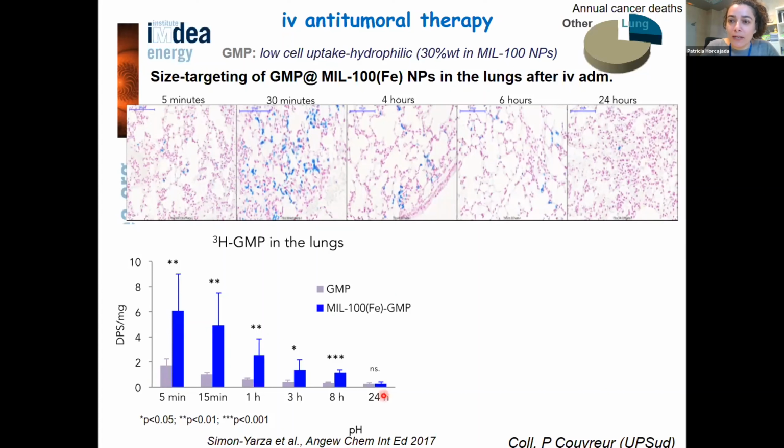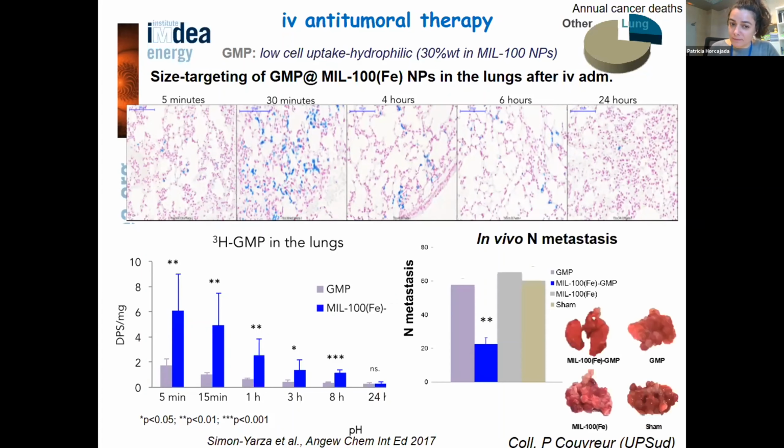Further, if we evaluate the in vivo activity in a mice metastasis model, we can observe that after the intravenous administration of these nanoparticles, not only the number of metastases, but also the mass of the tumor decreased significantly when compared with the gemcitabine administered alone or with the other control group, making a quite nice and promising formulation for the treatment of lung cancer.